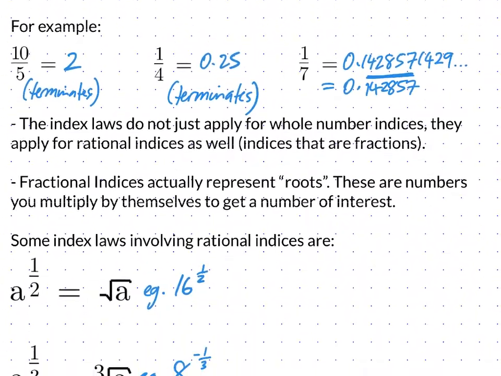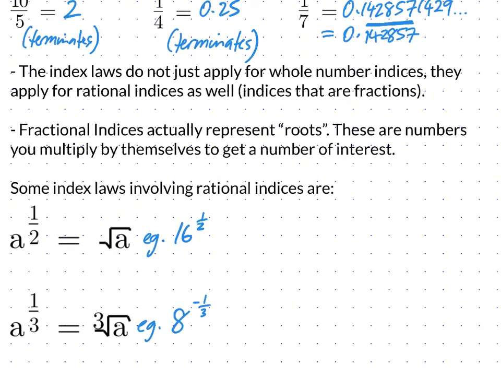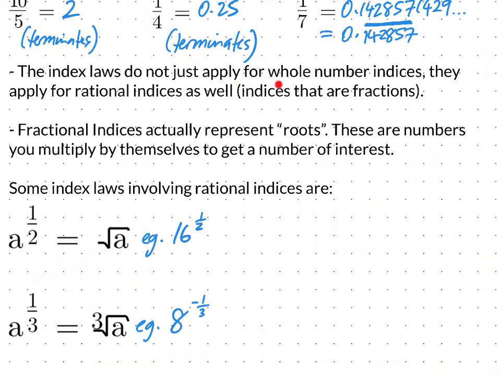Now, what does this have to do with indices, the topic that we're doing? Well, the index laws do not just apply for whole number indices that we've done before. They apply for rational indices as well, which are indices that are fractions. Fractional indices actually represent something called roots. You may have experienced roots before when you were dealing with Pythagoras, but they're numbers written with a square root sign. These are numbers that when you multiply them by themselves, they get a number that you're interested in. So for example, the square root of 9 is 3. So my number of interest is 9.